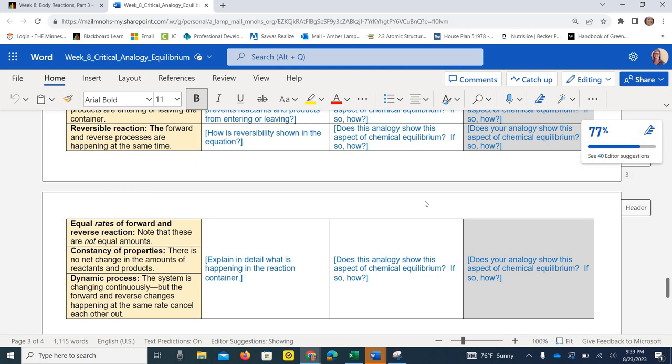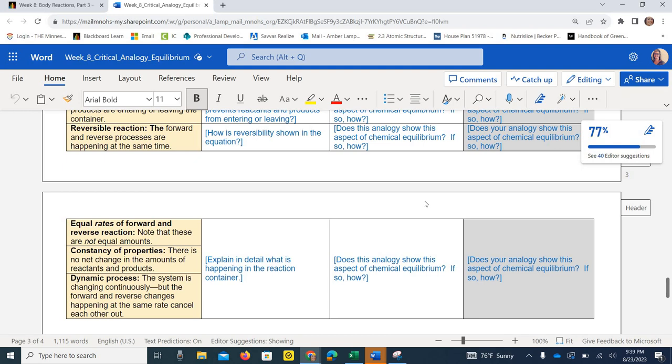The next three kind of go hand in hand. Do I have equal rates of forward and reverse reactions? Do I have a constancy of properties, meaning there is no net change in the amount of reactants or products? And the dynamic process, the system is changing continuously, but the forward and reverse changes happening at the same rate cancel each other out. So dynamic means moving, if we're talking about the last one first. You have a dynamic process that's constantly moving. However, I still have those equal rates moving forward and backward. So that means my rates of people going up and down are going to stay the same. And again, remember, rates have to do with the speed of the reaction itself. So those rates are staying the same.